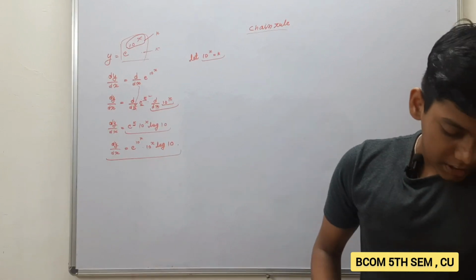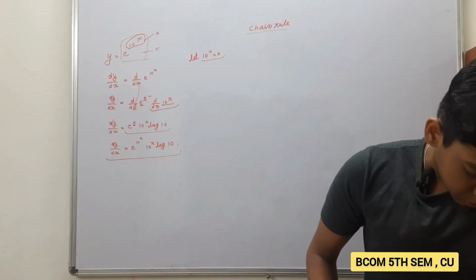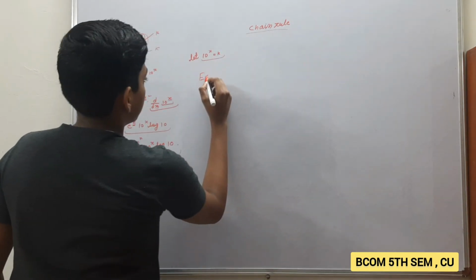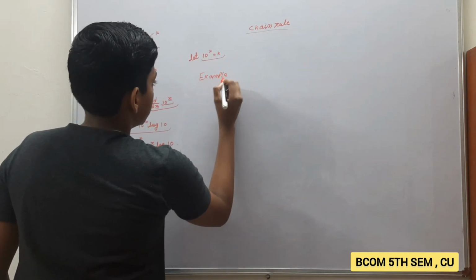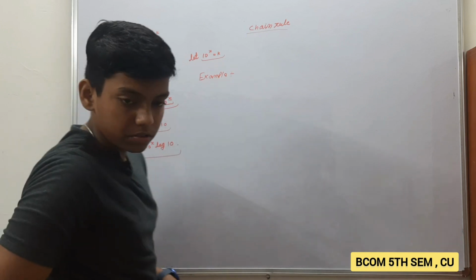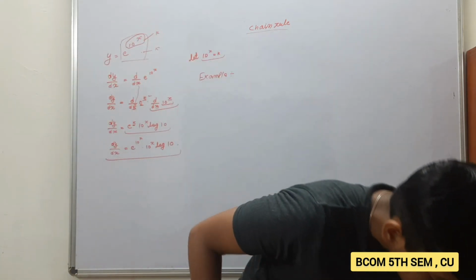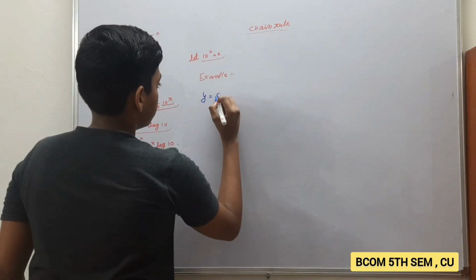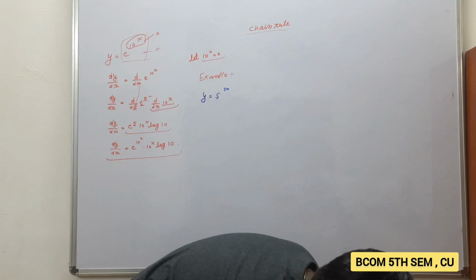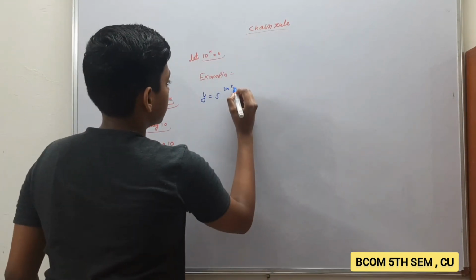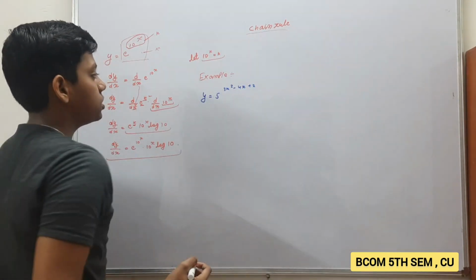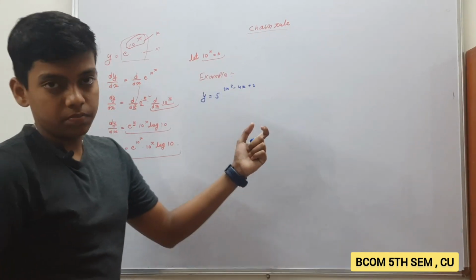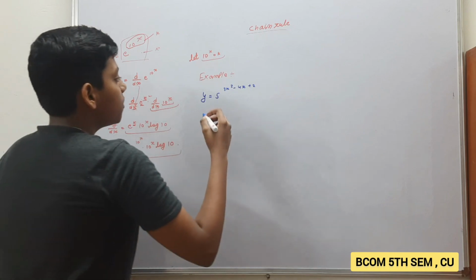We are doing page number 61, exercise 4b, question number 2, part 1. The question says y equals 5 to the power 3x square minus 4x plus 2. So now here we have to differentiate it.